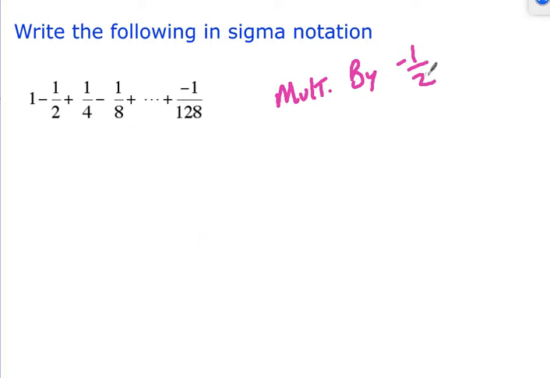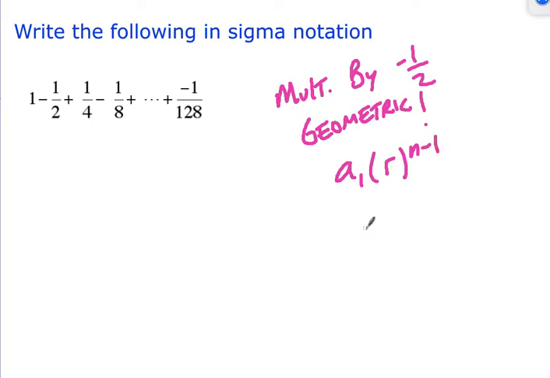So since I'm multiplying by the same thing each time, if I notice that, then I can say to myself, oh, that's geometric, and I've got a formula that I can use for geometric. Our general formula is a sub 1 times r to the n minus 1. So I'm going to follow that formula, and I'm just going to put it in sigma notation. My first term is a 1. The thing that I'm multiplying by each time is r, that's negative 1/2, to the n minus 1.